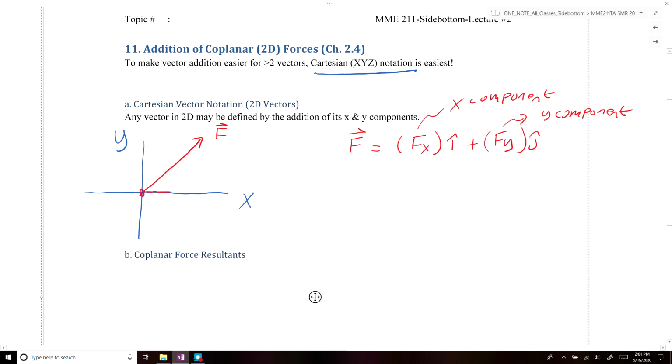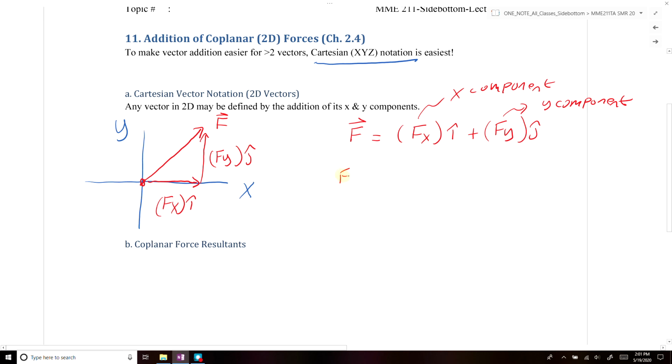Its x component we can draw along the x-axis, Fx i, and then its y component we'll draw along the y-axis, which we'll draw as Fy j. So Fx and Fy are the magnitudes of the x and y components of our force.